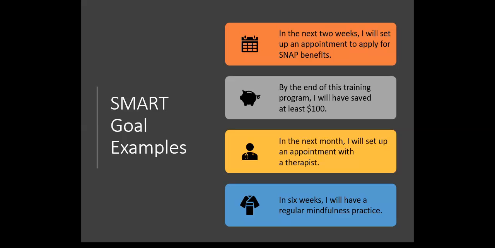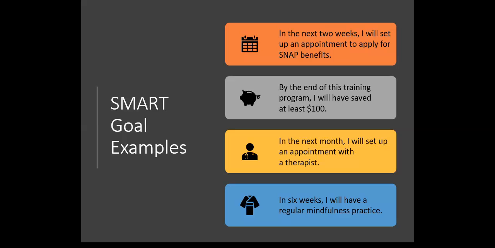Now here are some examples of SMART goals. In the next 2 weeks, I will set up an appointment to apply for SNAP benefits. As you can see, it doesn't just say, I want to apply for SNAP benefits. It is more specific and has a measurable time, and it's relevant. By the end of this training program, I will have saved at least $100. So this is specific and measurable.